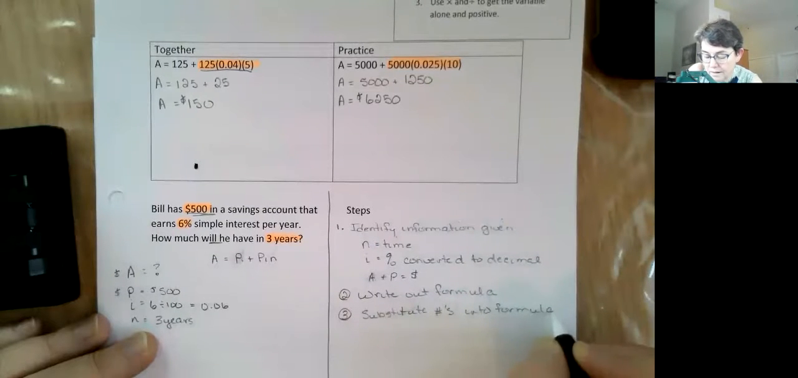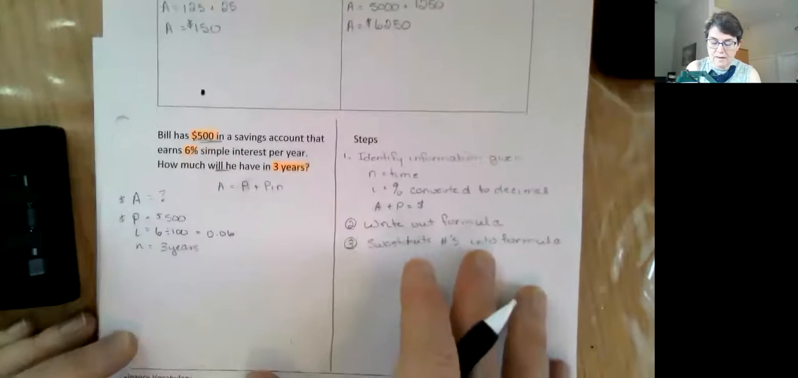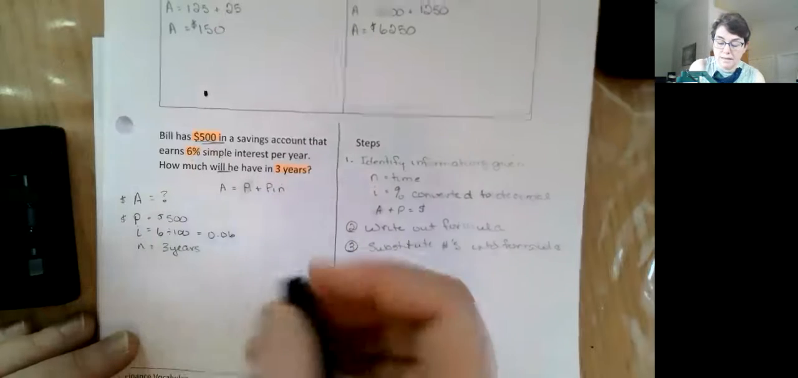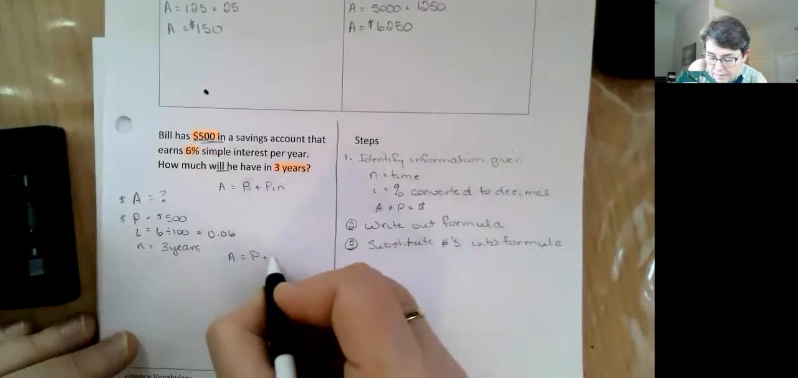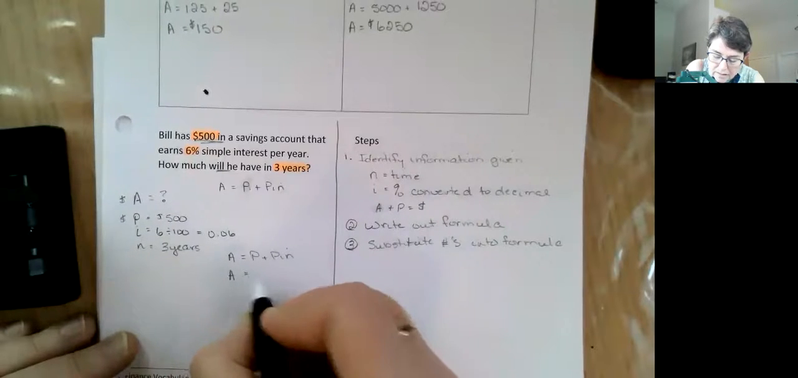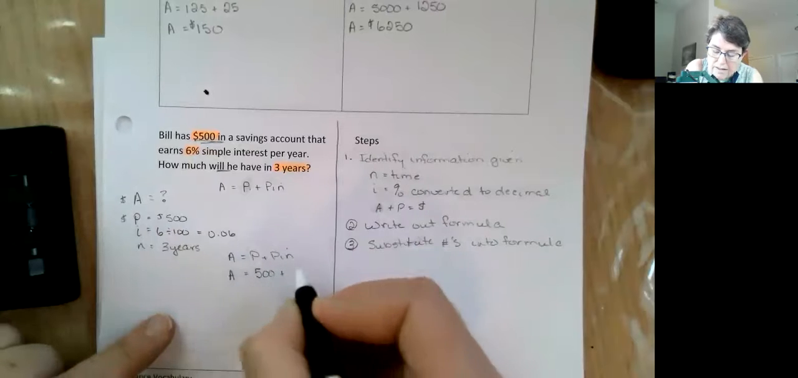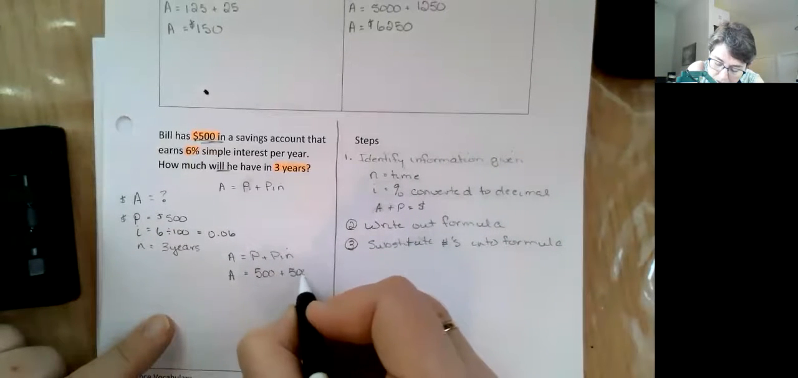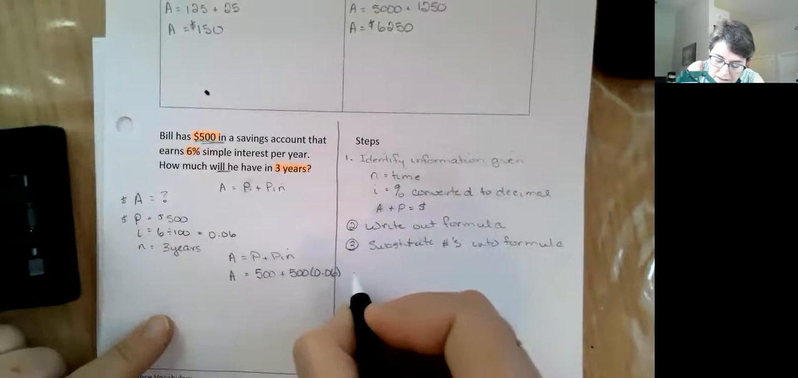Substitute into your formula, and do it right underneath. I'm going to move down because that's in the way, and rewrite it. I don't know A, so I leave that alone. My principal is 500 plus, yes, you write it again, the principal's in here twice, times 0.06 times 3.